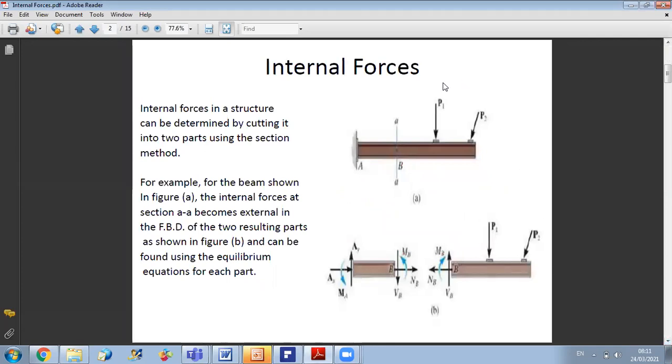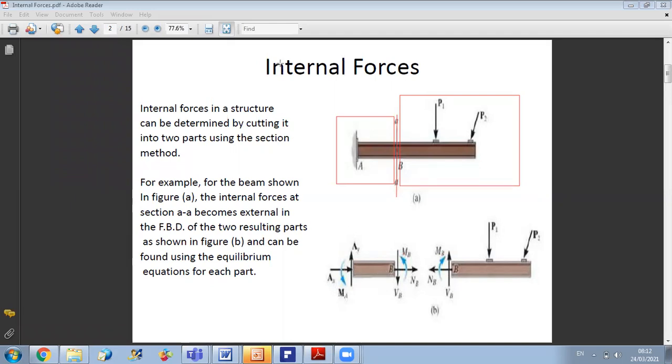Now, what are internal forces? Internal forces in a structure can be determined by cutting it into two parts using the section method. For example here, if you are interested to know what is happening at point B, you just do a section at B. This will divide your beam into two parts, the first part is this one, and the second part is the other one. But by action and reaction, the forces acting at B should be equal in magnitude and opposite in direction for the two parts. From here, we have a convention.